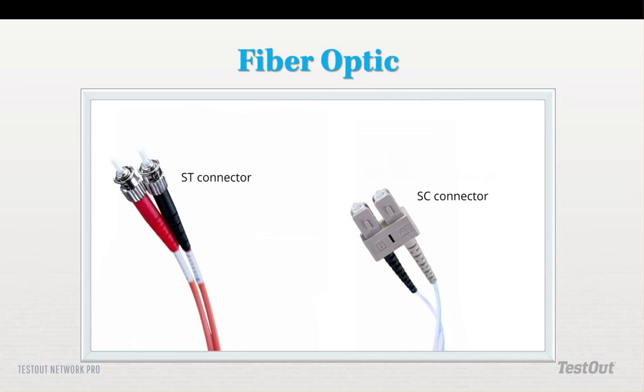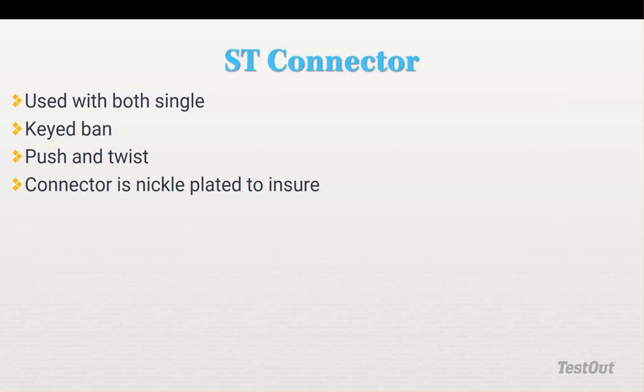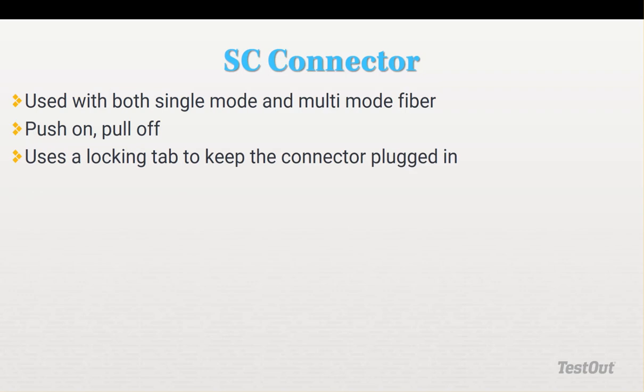These are the different connectors. ST, which is usually a bayonet, and the SC connector, which is 2 in 1. Both use a single key. You push and twist, and the connector is nickel plated to ensure that it stays in place. So basically, you're just going to push it in and twist it. SC is both single and multi-mode. You push it in and pull it out. It does have a locking tab, much like if you've inserted a PCI Express card into a motherboard, you'll see it has a locking tab.